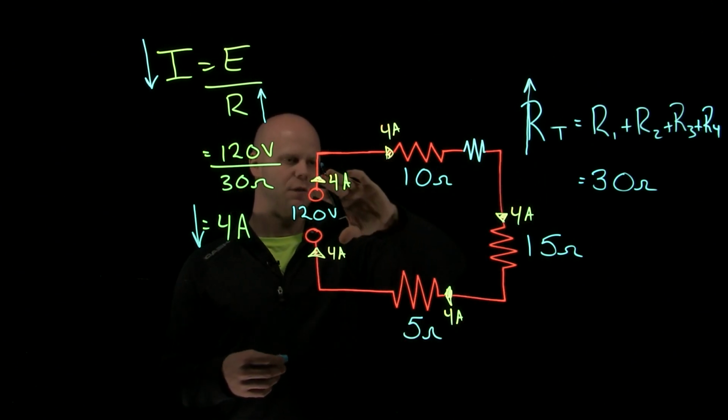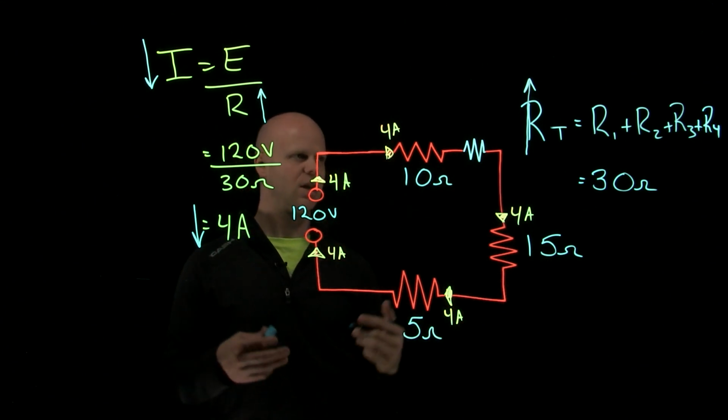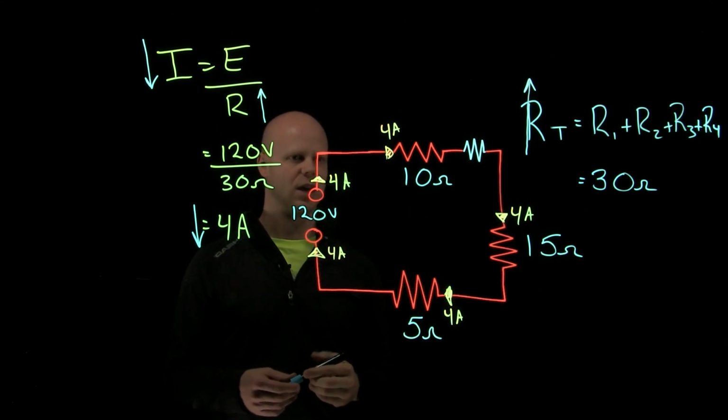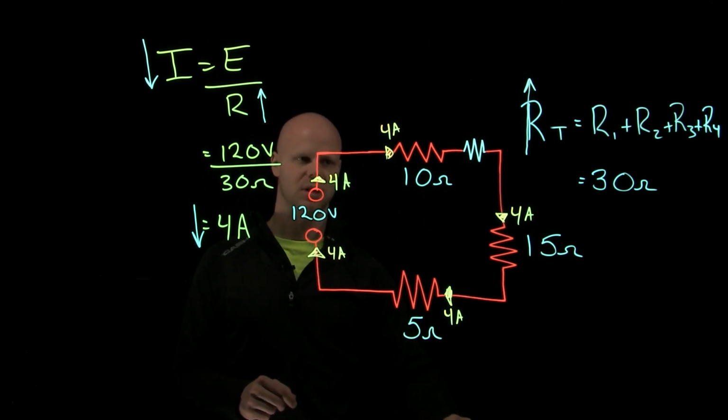It is now a fewer quantity of electrons that are actually allowed to flow through this circuit. If I have a fewer quantity, I have a lower magnitude. It's going to be something less than 4 amps now.